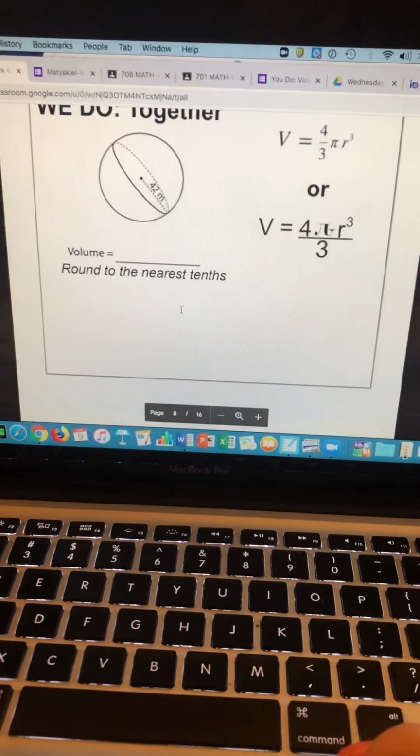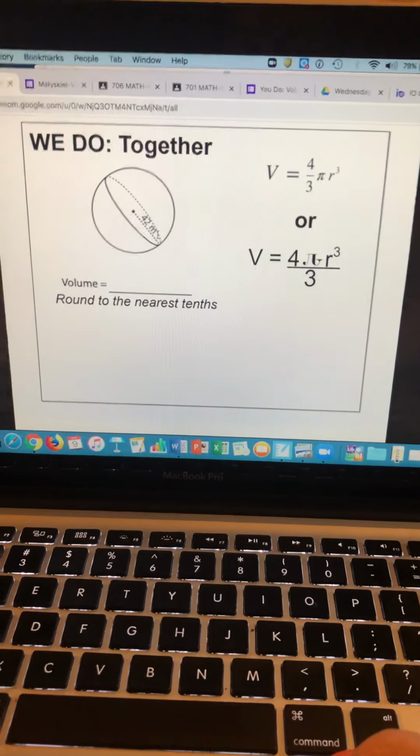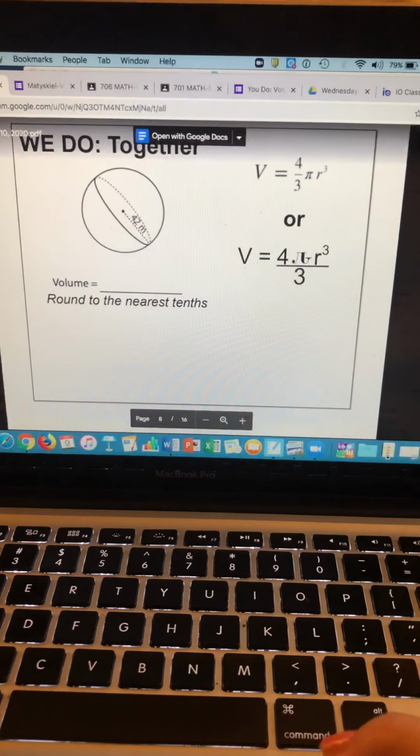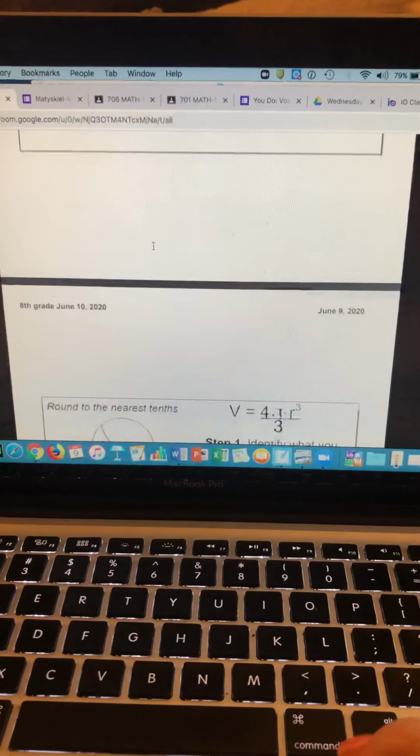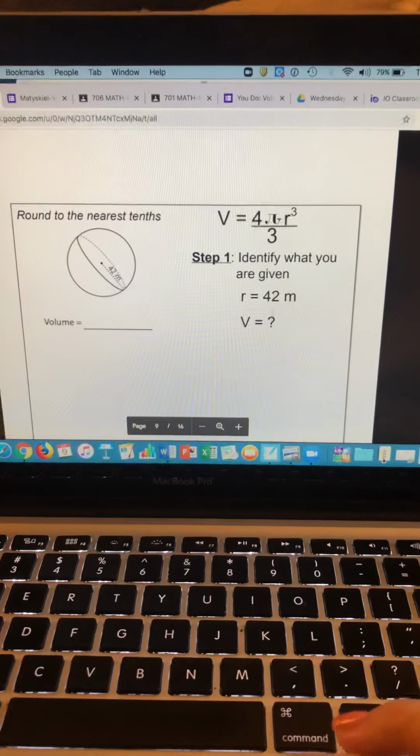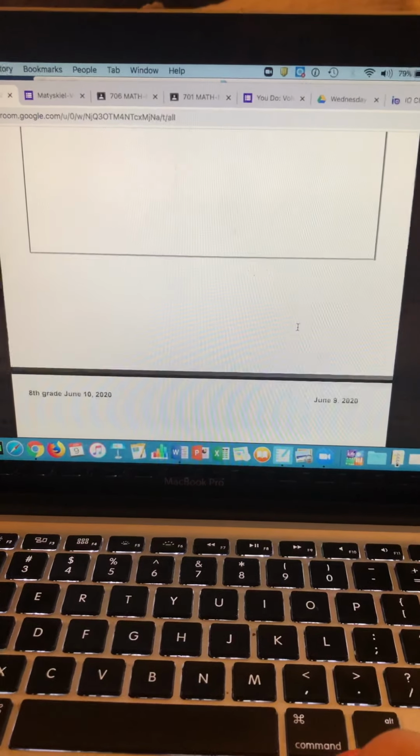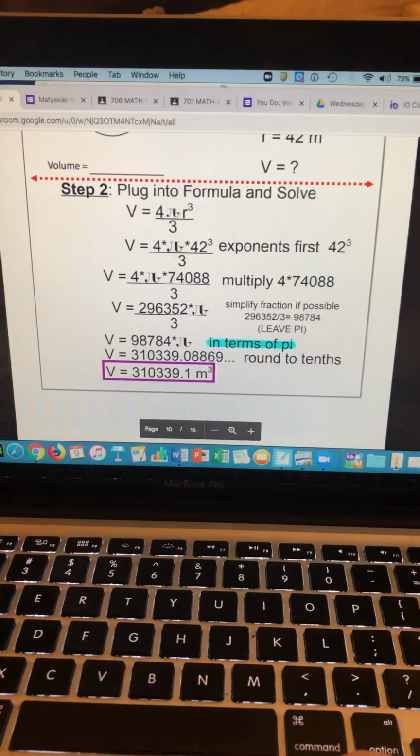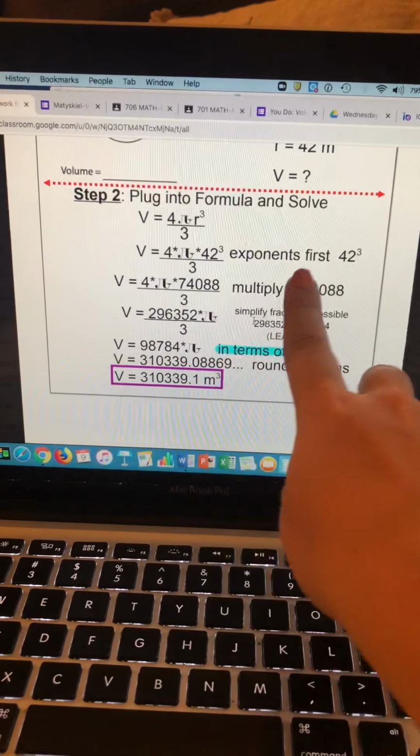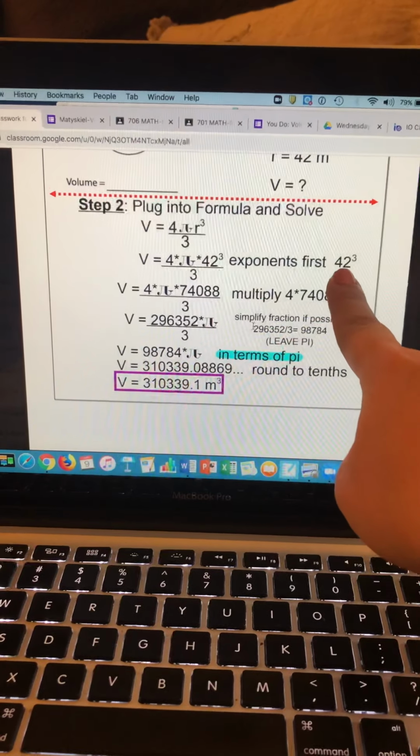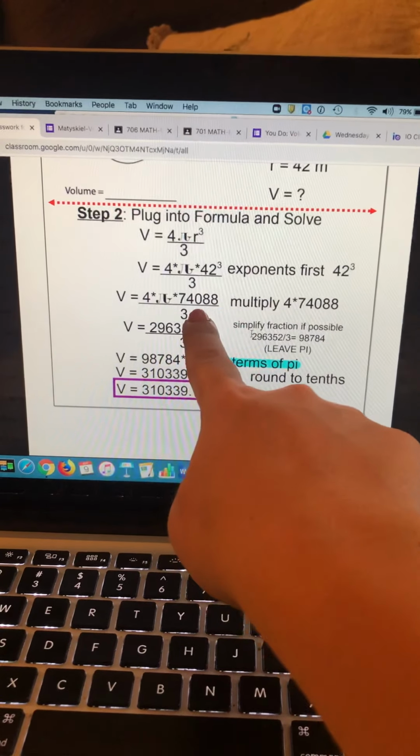There's a we do. In the we do, you are given a radius instead, so you don't need to go that extra step and split the diameter because the radius is already provided. It's going from the center to one side. It's not stretching across the entire sphere. So again, step 1, you would identify the information given, which is shown right there. 42 meters is our radius, and we are looking for the volume. And then step 2, you plug into the formula and solve. So here we plugged in 42. Exponents first. So 42 to the third power would be the same as 42 times 42 times 42. And that product is shown right here in my numerator.